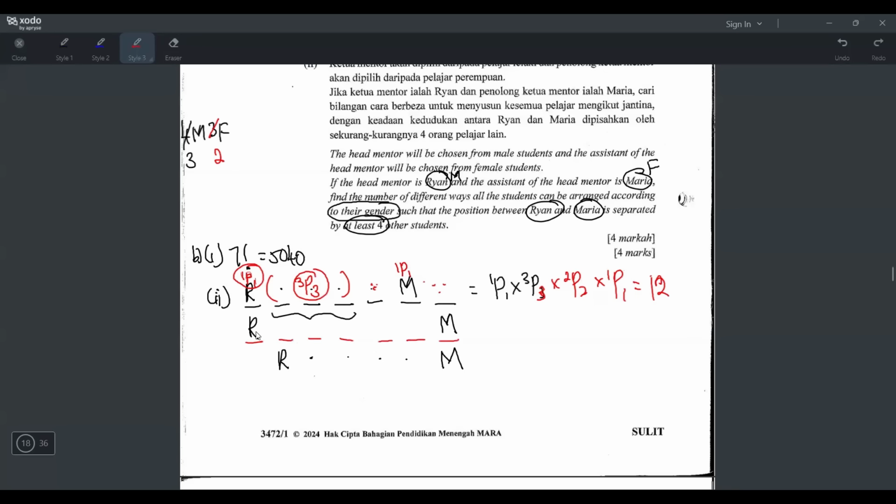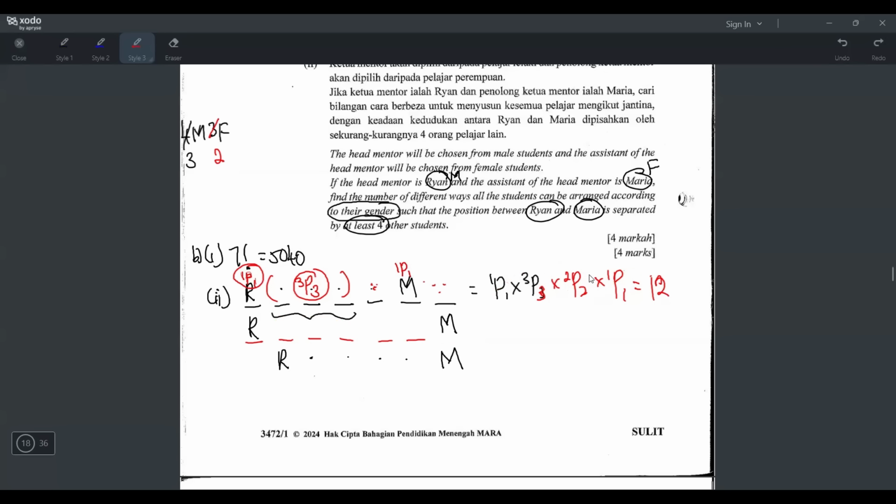Okay, let me show you why. Because here is also 1P1, here is also 1P1, right? So sama dengan tadi, 1P1, 1P1. And then, since this is Ryan, then the next 3 has to be male already. Because you have 4 male ma. So you have to arrange according gender. So this must be male. So that's why it's 3P3 also. And then this one is also 2P2. So you can see it's the same thing.